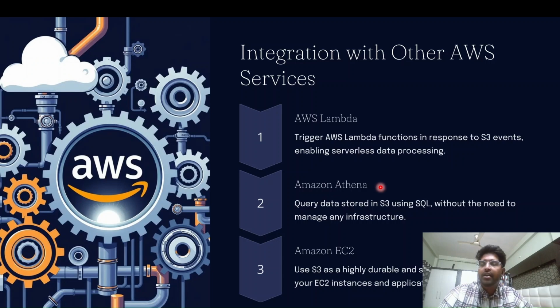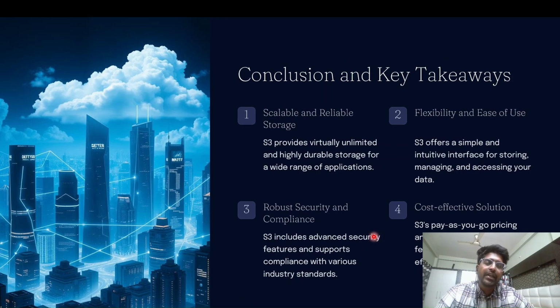Amazon Athena allows us to store and query data stores using SQL language without the need to manage any infrastructure. Amazon EC2 can be used for EC2 instances and applications as a scalable storage layer. So these were some AWS services we can use along with AWS S3 here. And now let's see the conclusion and key takeaways for Amazon S3.